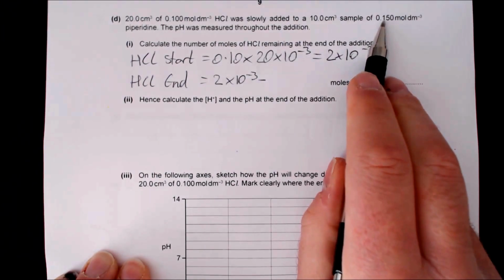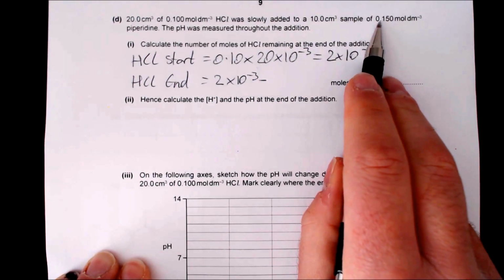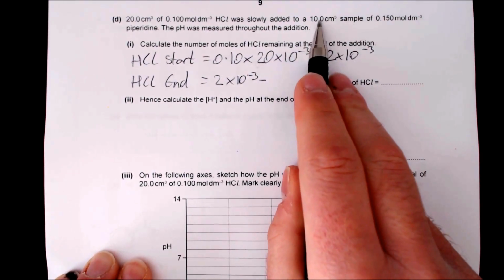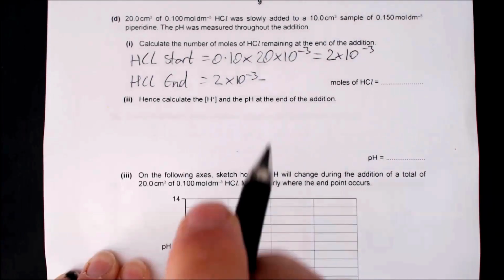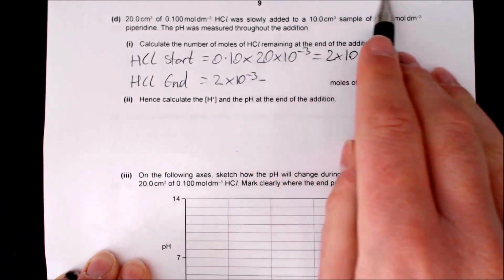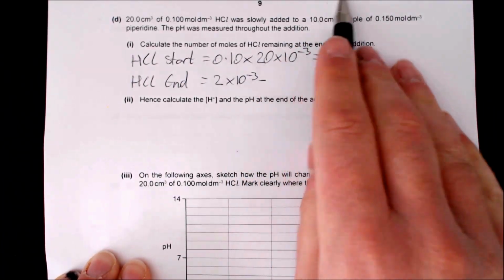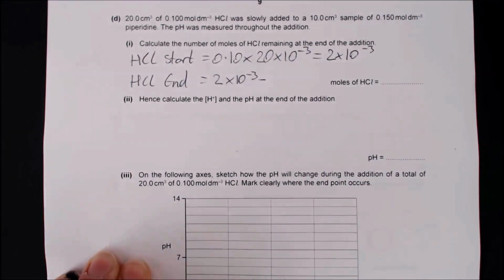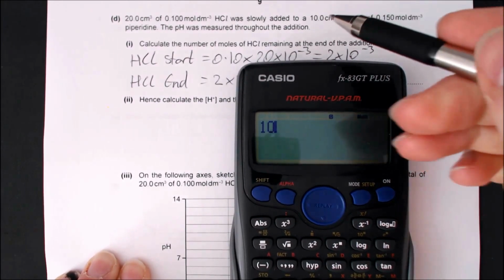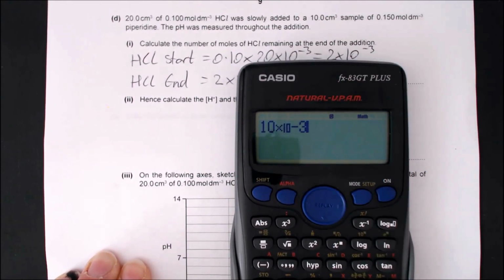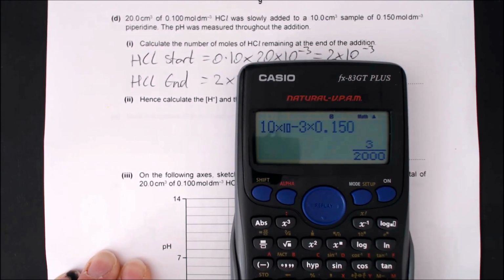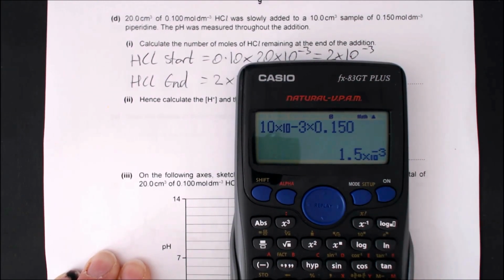Now, we said we had 0.150 moles per dm cubed of our piperidine, and we have 10 centimeters cubed here. So we're going to do exactly the same. We're going to work out the number of moles of piperidine, because however much of this we've got will tell us how many moles of acid was used up to react with it. So let's just quickly work that out. I'm just going to put in 10, because that's the volume. Divide that by 1,000, and multiply by the concentration, 0.150. And that gives 1.5 times 10 to the minus 3.